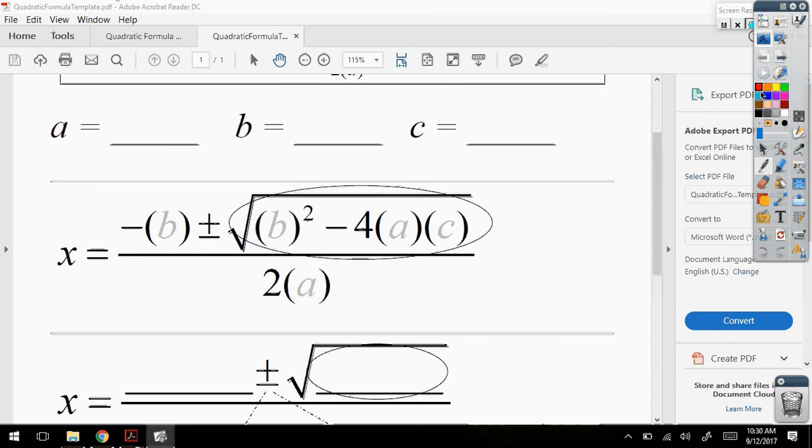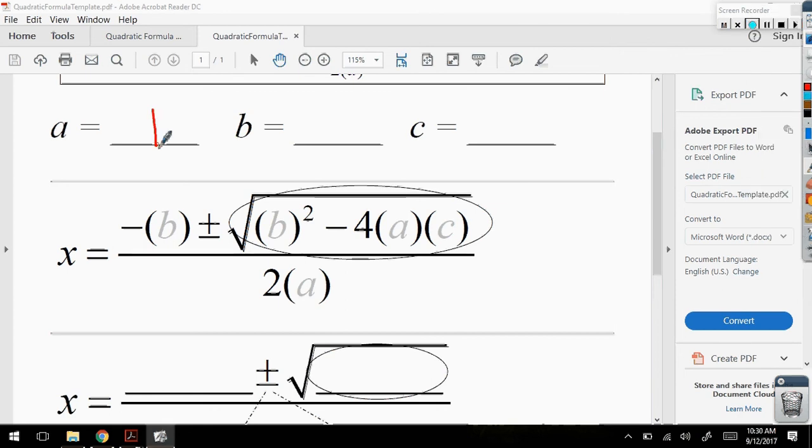What is your A? What A did we have just now? 1. B? 5. C? 6. So we literally, where there was a B, we put 5. A is 1. C is 6. A is 1. You see it now?